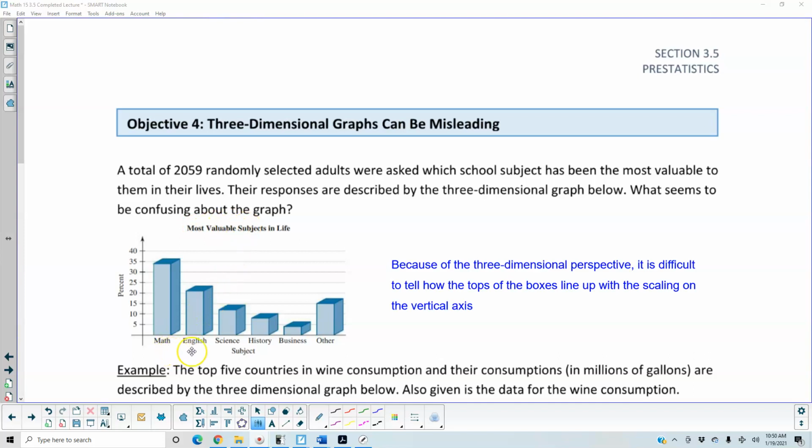Well, if you take a look at the graph, we have the subjects going from math, English, science, history, business, and then other. And then here's your percentage going from 5, 10, 15, 20, 25, 30, 35, and 40 for the percentages.